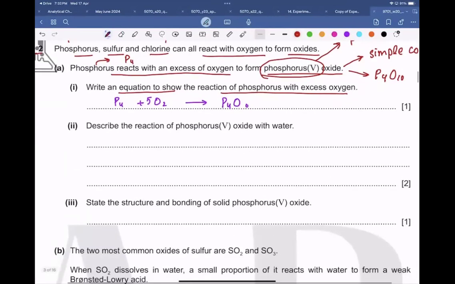Now, describe the reaction of phosphorus 5 oxide with water. See how many marks it has? 2 marks. So you have to write 2 points. First thing, if you recall, the phosphorus oxide is solid. So when the reaction occurs, what happens to the solid? They are asking the reaction of phosphorus oxide with water. Okay, very good. Which gas, Zoha?